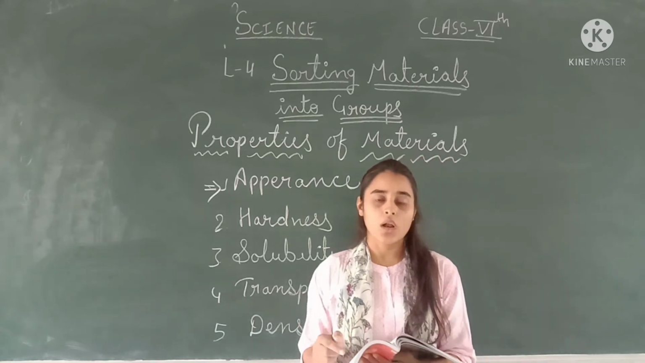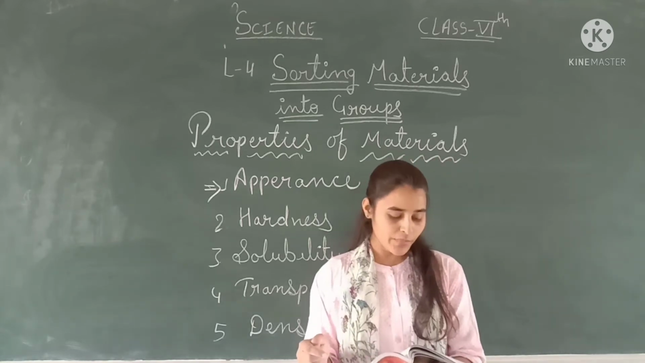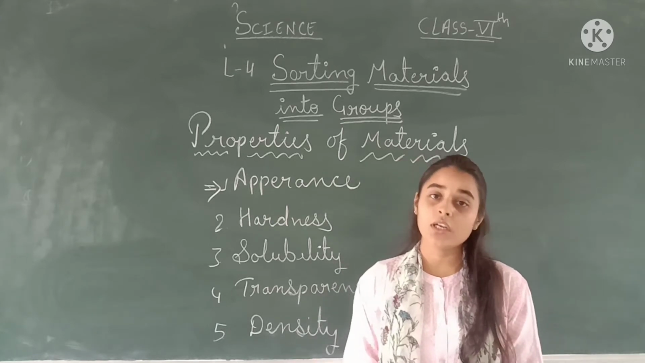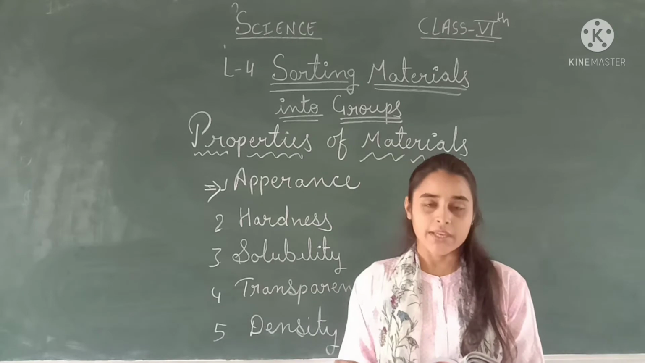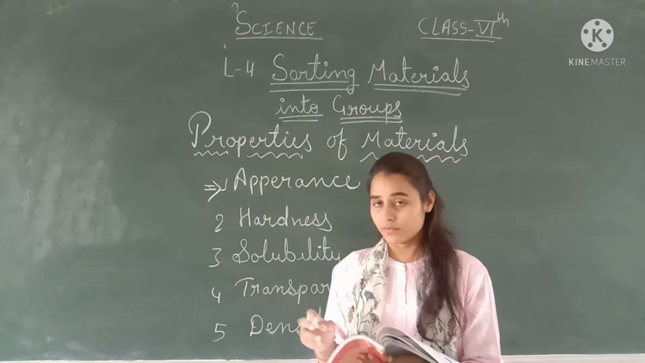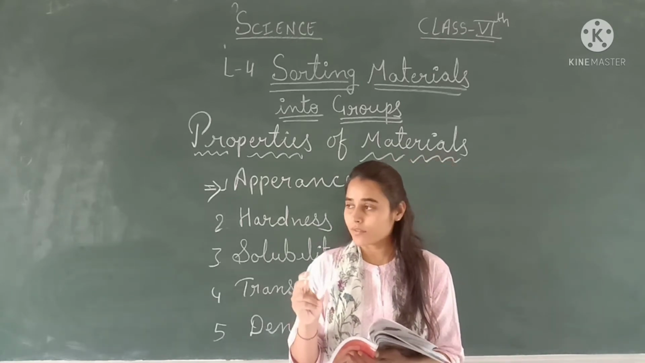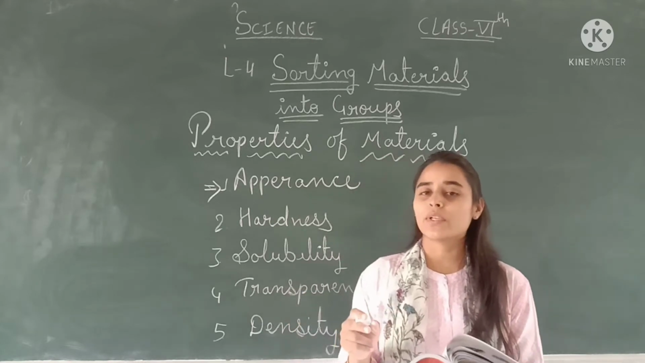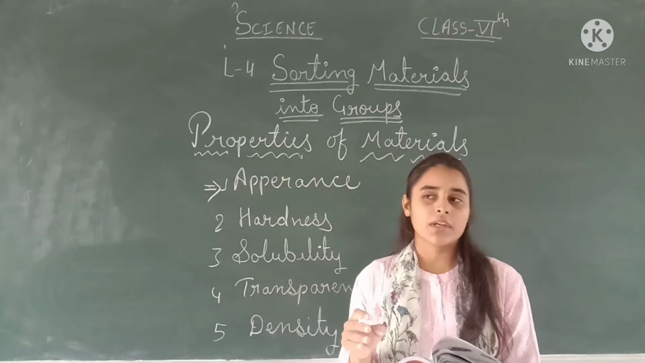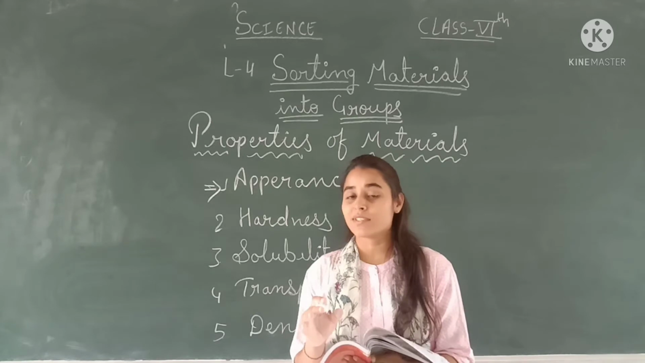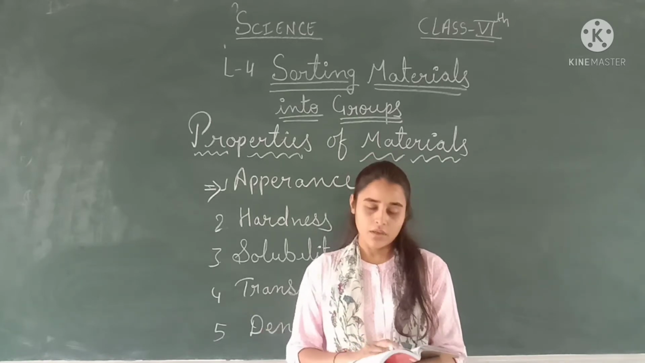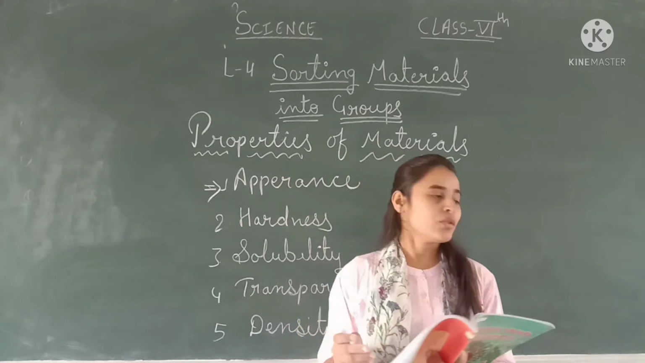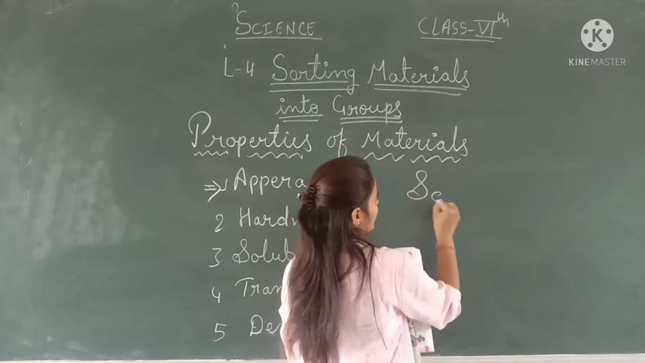Such materials are called soluble. What is a soluble material? Soluble materials are those which mix completely with the given liquid, and after mixing we can't see them. That means this is a soluble substance. You should know one more thing: solution. What is a solution?